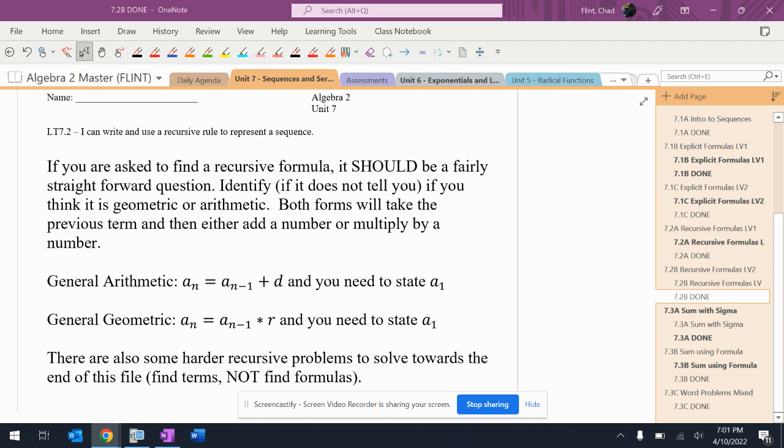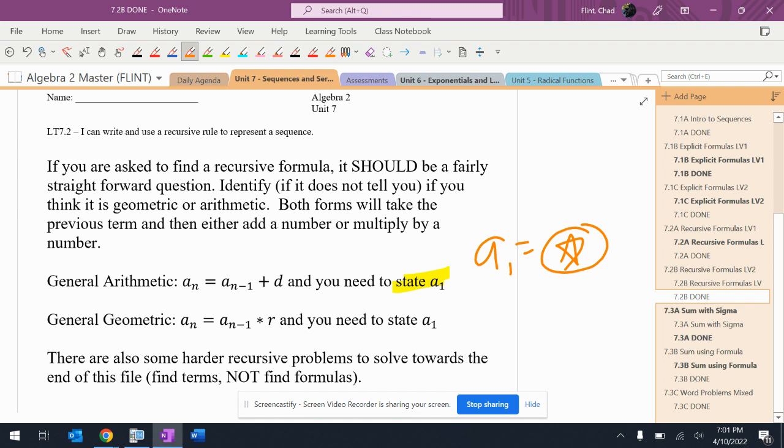And remember, geometric is multiplying, arithmetic is adding. All right. And both times you're going to take the previous term and you're going to either multiply something by it or add something to it. All right. And then the big thing is that when you do this, you have to state A1. So you have to say A1 equals, and then you need to know this number. So if you don't get A1 as part of what you're told, you have to find it.